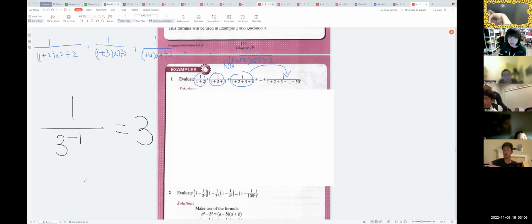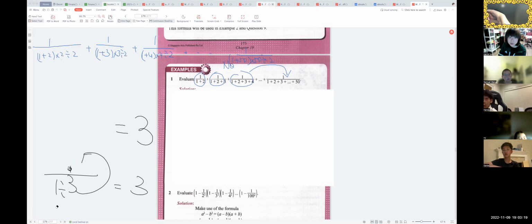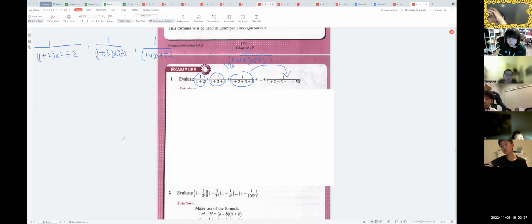Because 3 to the negative 1 equals 1 divided by 3. So it is 1 over 1 divided by 3. So you flip the 3 over. A lot of students think, oh, I understand fractions very well because I can calculate 1 over 2 minus 1 over 3. But what is the real meaning of that?